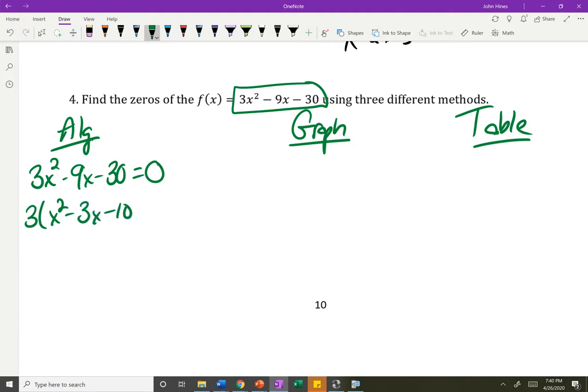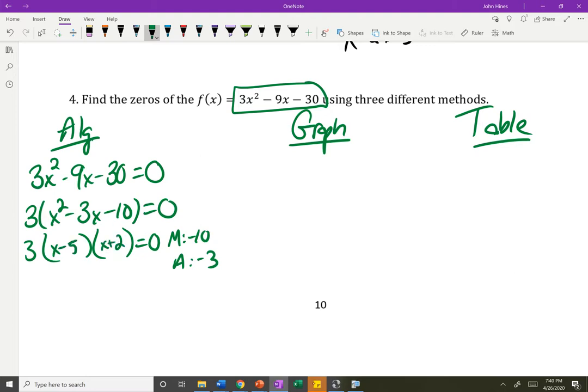Oh, this is so much fun here. And then I'm going to ask myself, what multiplies to negative 10 and adds to negative 3? Well, I got negative 5 and positive 2. So those are my factors. So my zeros are x equals 5 or x equals negative 2. Now, that wasn't impossible, but I just did all that work when I could just look at a graph.